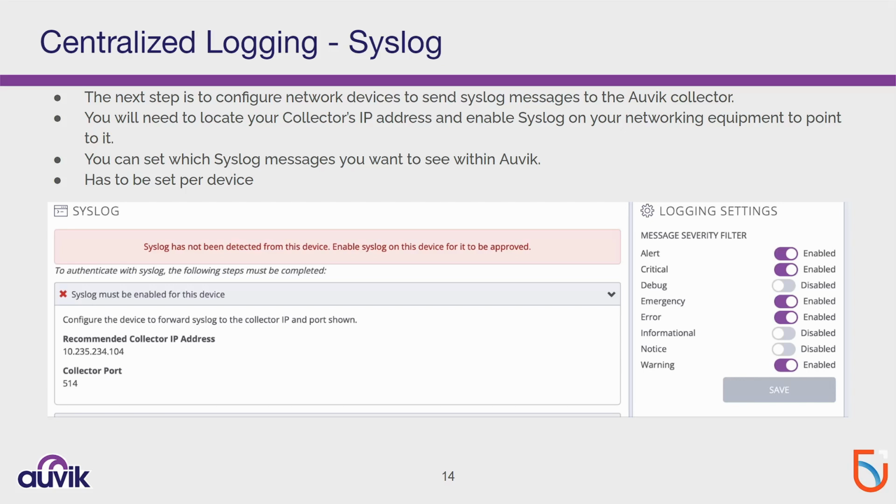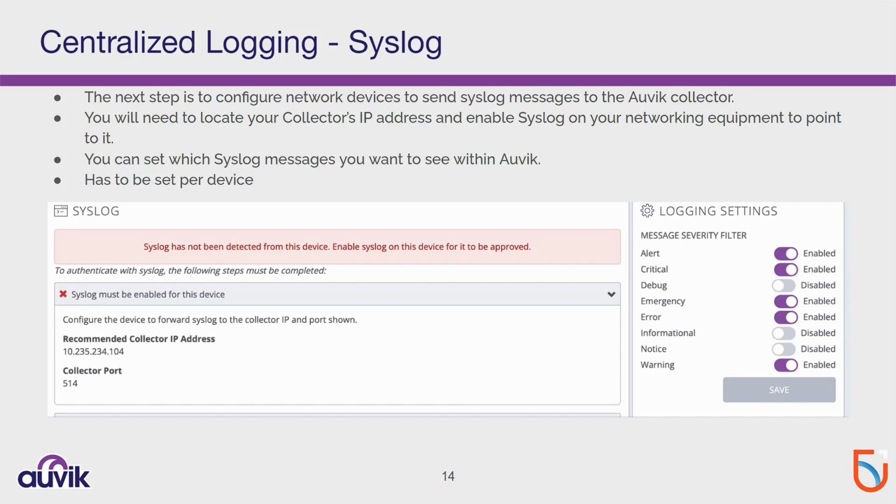a central dashboard. To set up syslog with Auvik, we first have to configure our network devices to send syslog messages to the Auvik collector. This involves finding the collector's IP address and enabling syslog on the network equipment and pointing to port 514. But the magic doesn't stop there. Auvik allows us to customize which syslog messages we want to see. This can be set per device, giving us granular control over the network monitoring.